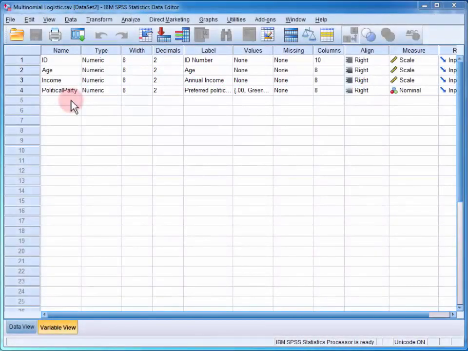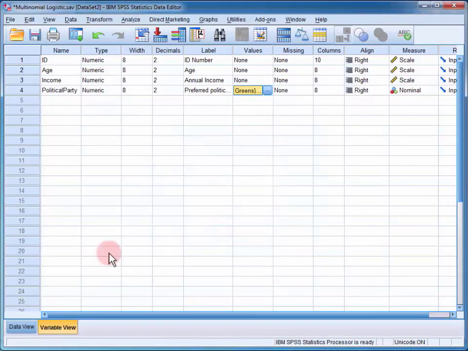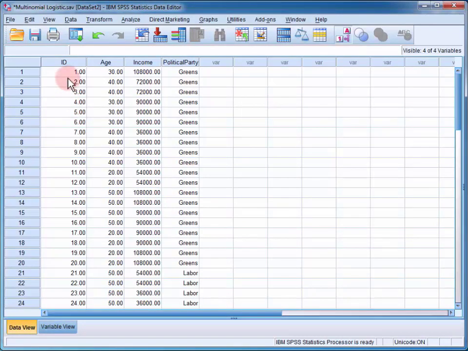In the data file, we have 3 variables of interest: the age of the individual, their annual income, and their preferred political party. We can see that political party is a nominal variable and that it has 3 values: Greens, Liberals, and Labour. If I change the data view, I can see that the first individual was 30 years old, had an annual income of $108,000 a year, and preferred the Greens.